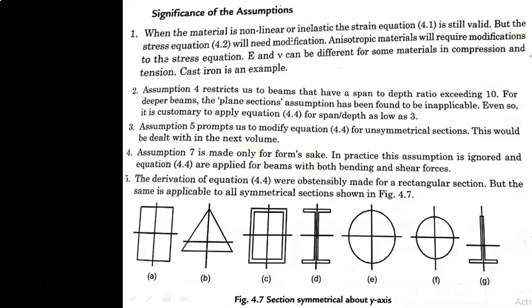The derivation of equation 4.5 was ostensibly made for a rectangular section, but the same is applicable to all symmetrical sections shown in figure 4.7. So now we must use only symmetrical sections for this case. At least one axis should be symmetrical about the y axis. These all sections are symmetrical about the y axis. So the beam should have this kind of cross section once we use the simple bending theory equation.